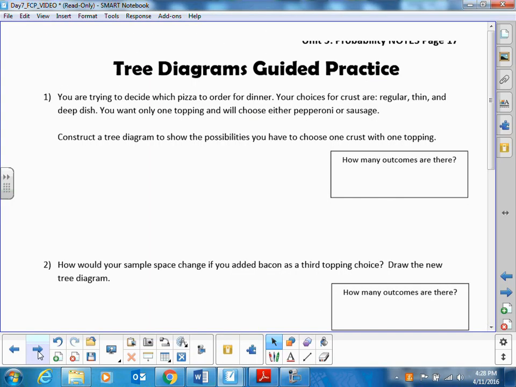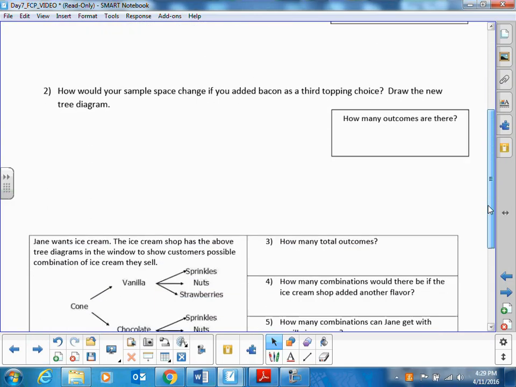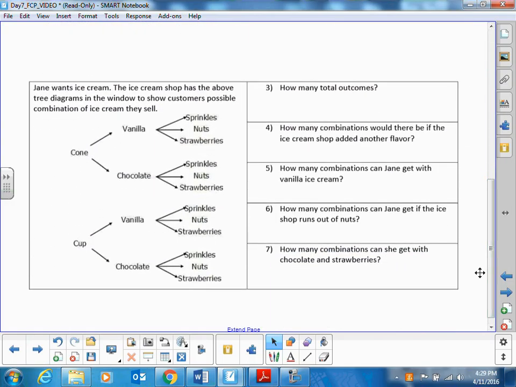All right, we're going to skip to the bottom of page 17. So if we look at this, these are the kind of questions that you may see on your SOL. This says Jane wants some ice cream, and the ice cream shop has the above tree diagrams in the window to show the possible outcomes or combinations of ice cream that they will sell. So you can either get a cone or a cup, and then you have 2 flavors of ice cream, vanilla or chocolate, and then you have 3 options for toppings, sprinkles, nuts, or strawberries. So each one of those shows your different outcomes.